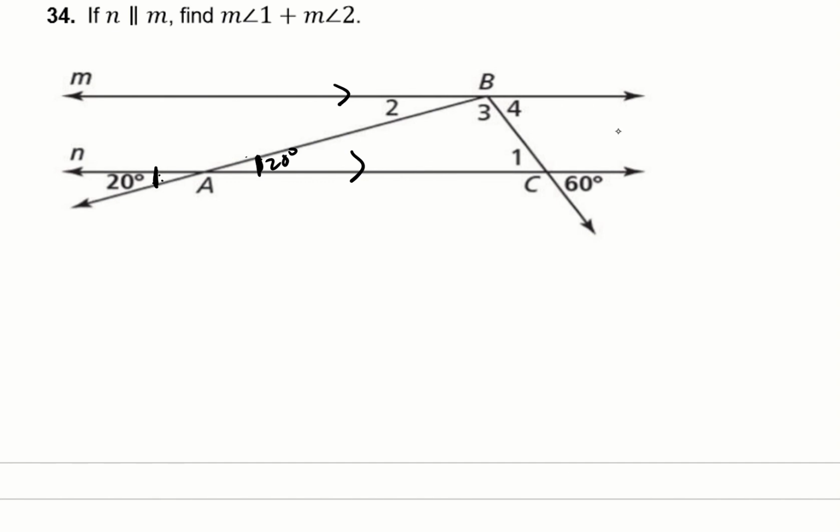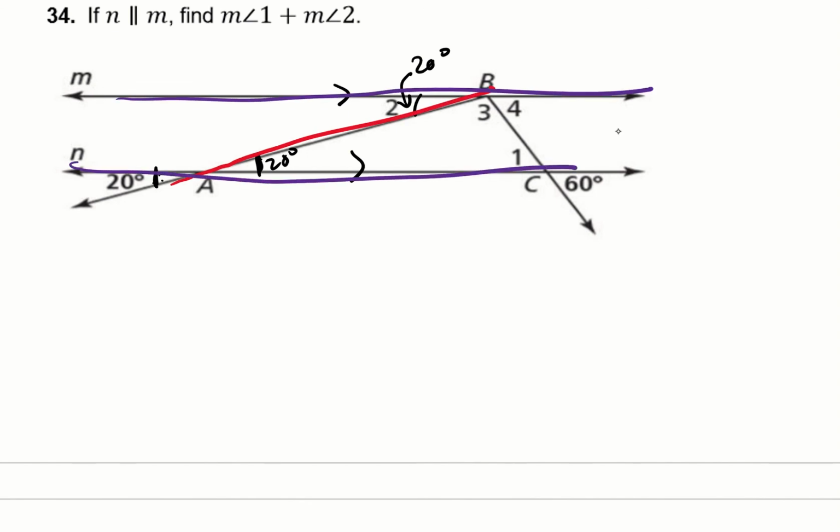And since we know that this is 20, then we know that this is 20 degrees as well, because if this is a transversal and these are your parallel lines, then this 20 degree angle and angle 2 are alternate interior angles. And so alternate interior angles are congruent.